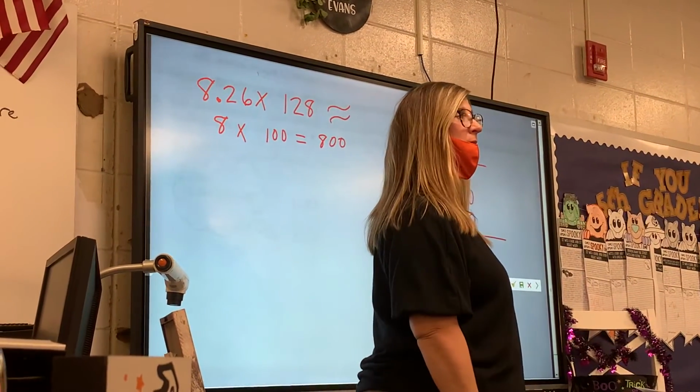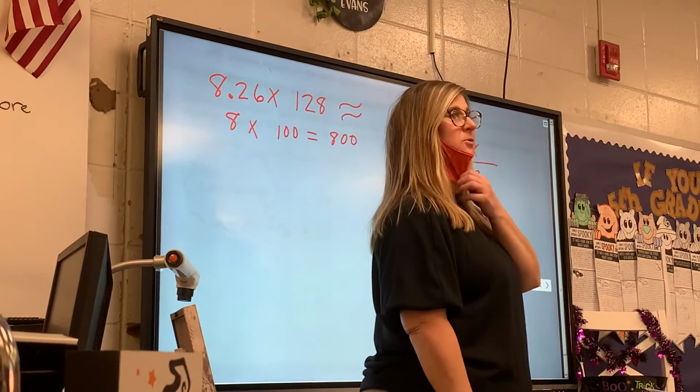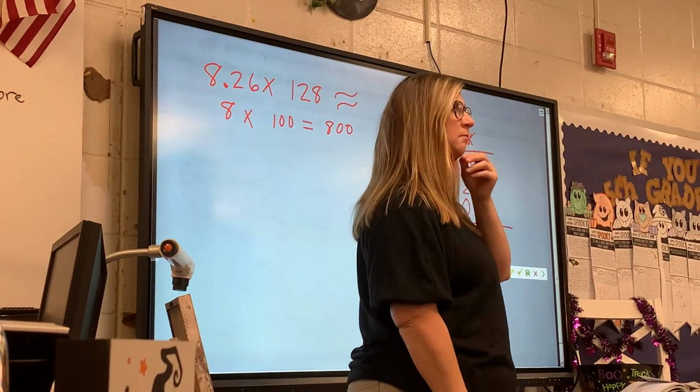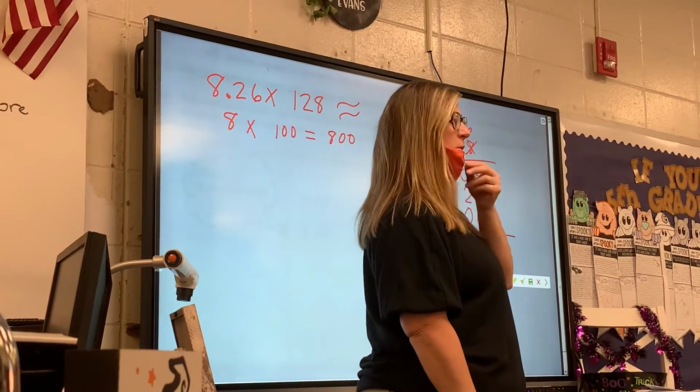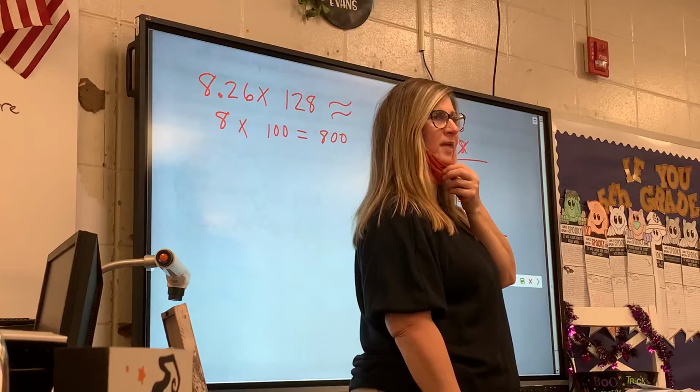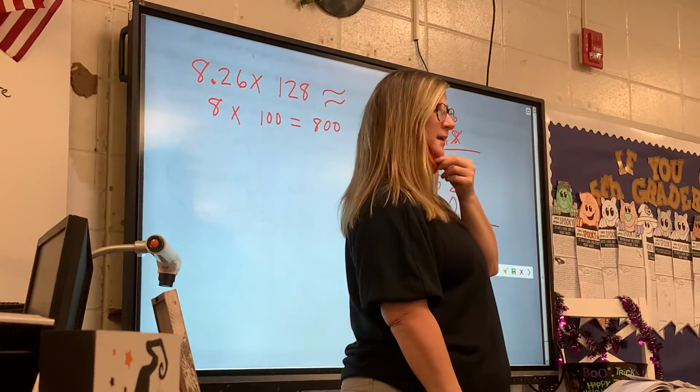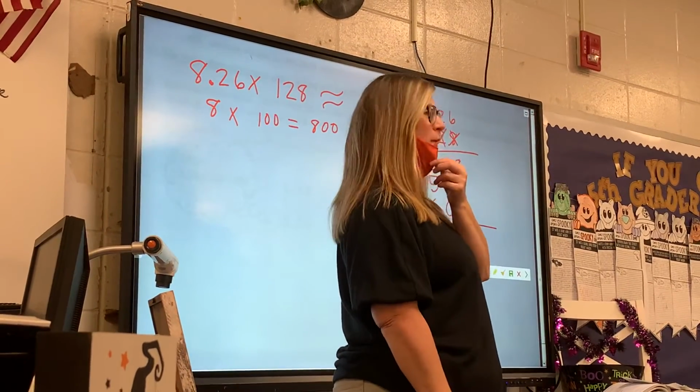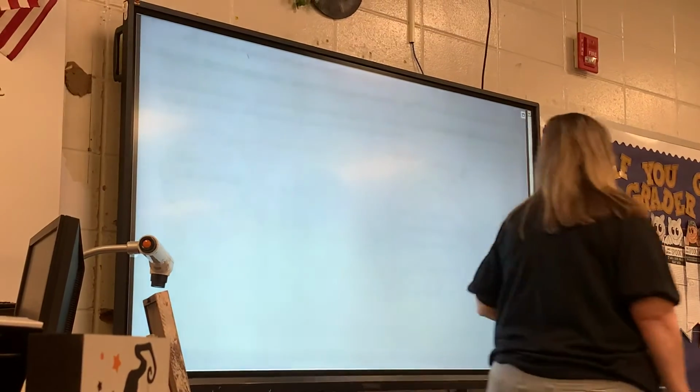Is 800 near 1,057? Yes. It's only what? 257 off, right? It's only 257 off. It's somewhere near there, right? So it is a reasonable estimate. A reasonable estimate, all right? Let's look at another one.